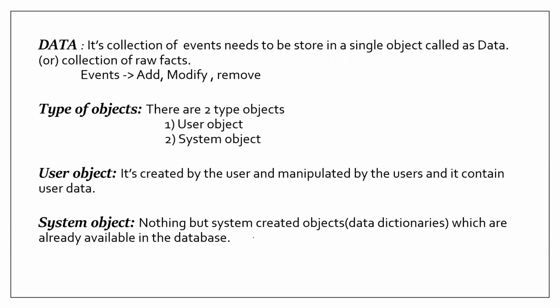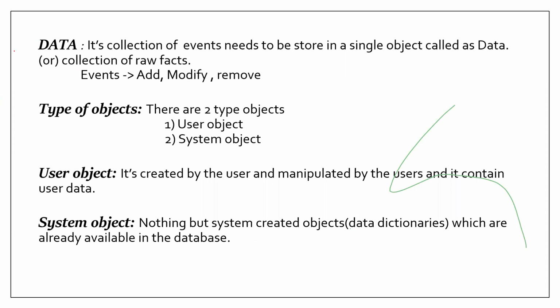So data, what is data? It's a collection of events that needs to be stored for future reference, or a collection of raw facts, or anything which is understandable by the system is called data. The events are nothing but add, modify, remove.